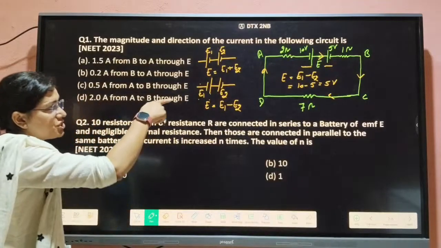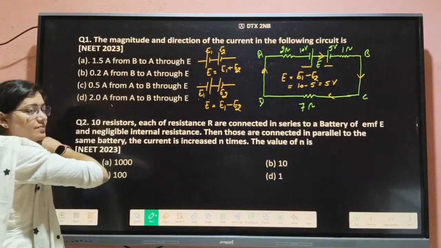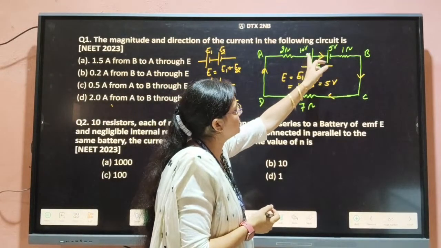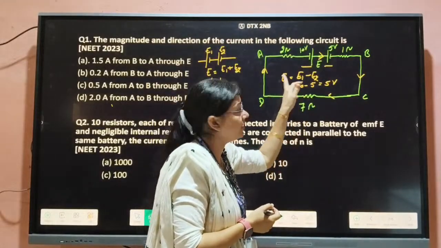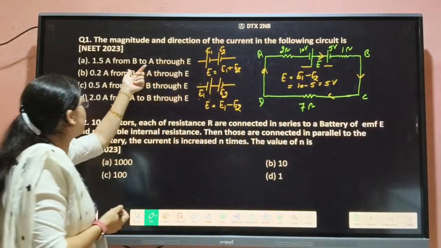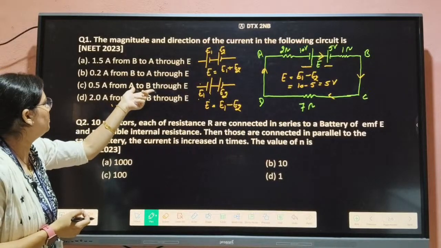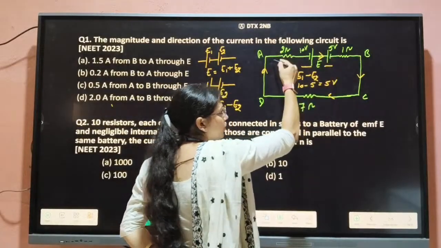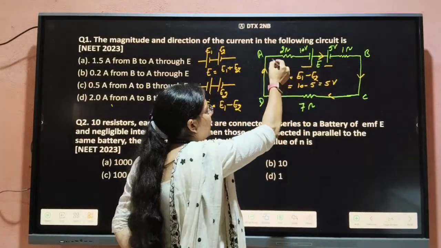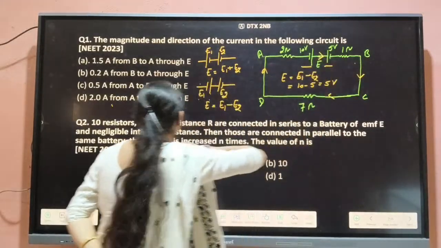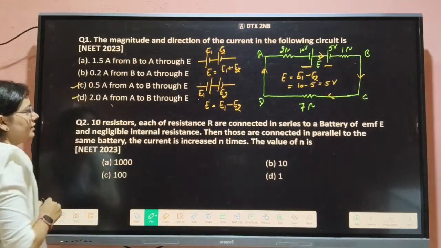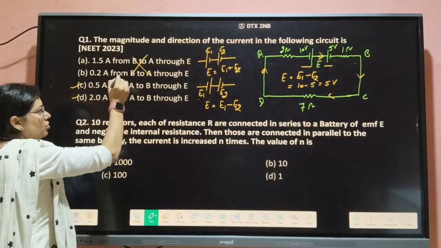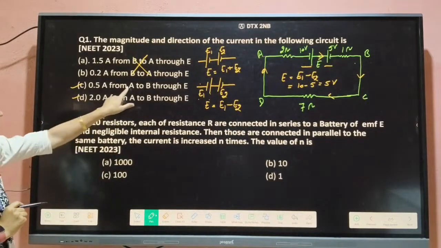Here the options give the direction of the current as well as the magnitude. First we check the direction. The direction is A to B, so the current flows through the circuit this way. The options are B to A and A to B. Since our direction is A to B, the right option should be A to B. Two options may be right, since both show A to B, so the direction in the other options is wrong. We have to check these both options. Direction should be A to B.